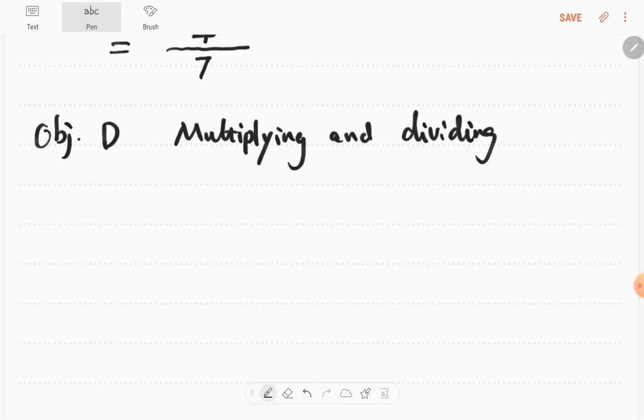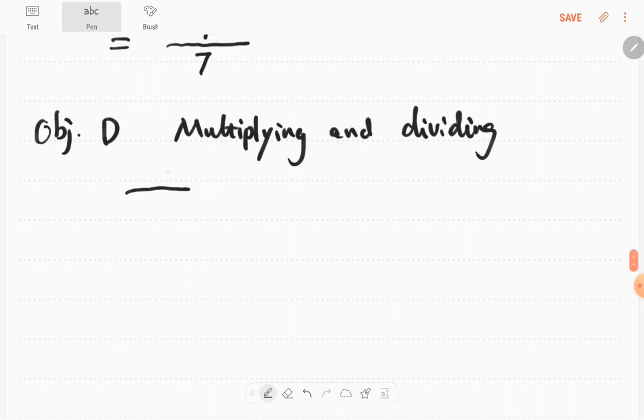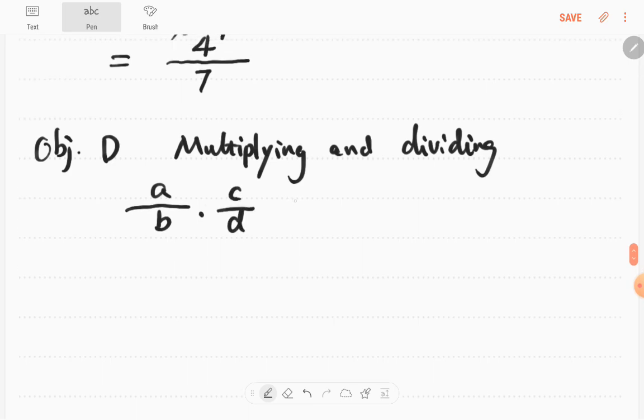So for any multiplication, we follow this rule. A over B times C over D, we will get A times C over B times D. But we should know B times D cannot equal 0. Of course, this is a fraction, and these are denominators, so both B and D cannot be 0.